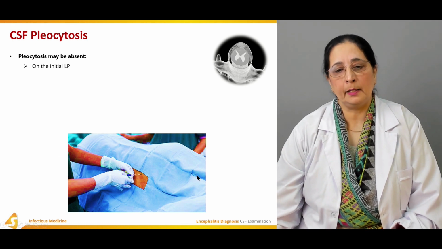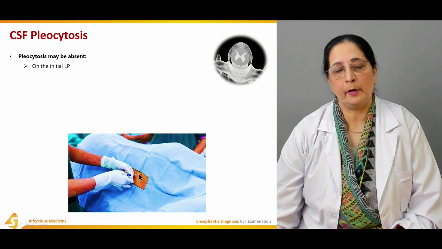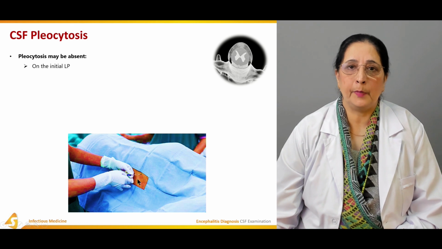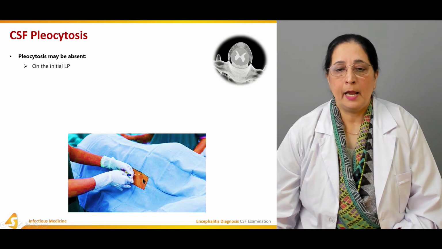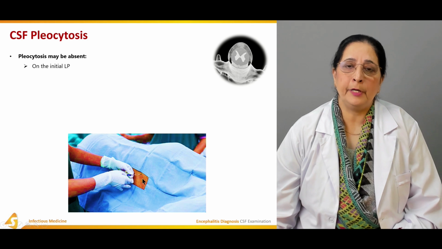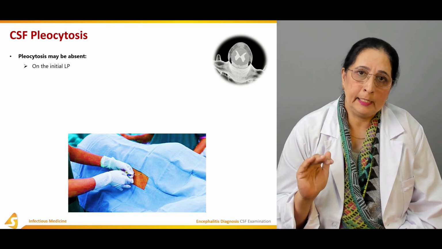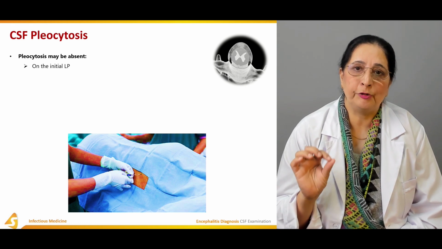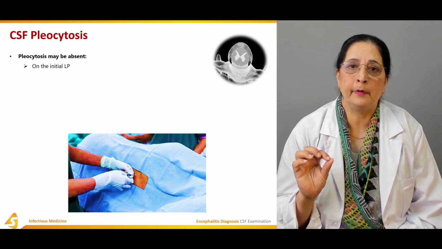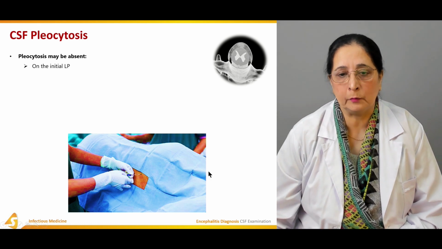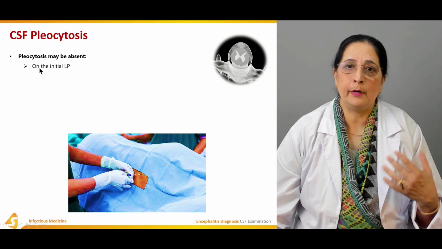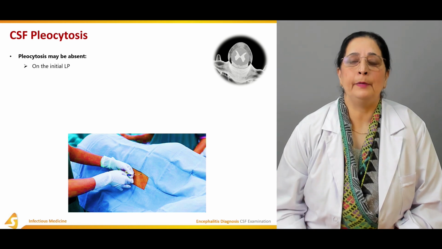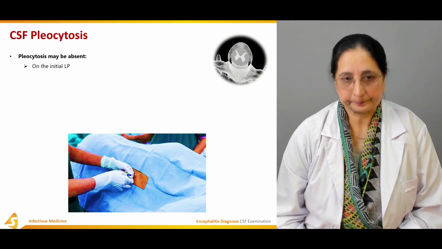In this picture, you can see the lumbar puncture is being performed. The long lumbar puncture needle is inserted, and then the fluid is removed. The patient is on the side with little bending, and then the needle is inserted between L3 and L4, and cerebrospinal fluid is removed. So on the initial lumbar puncture, usually the pleocytosis is absent.